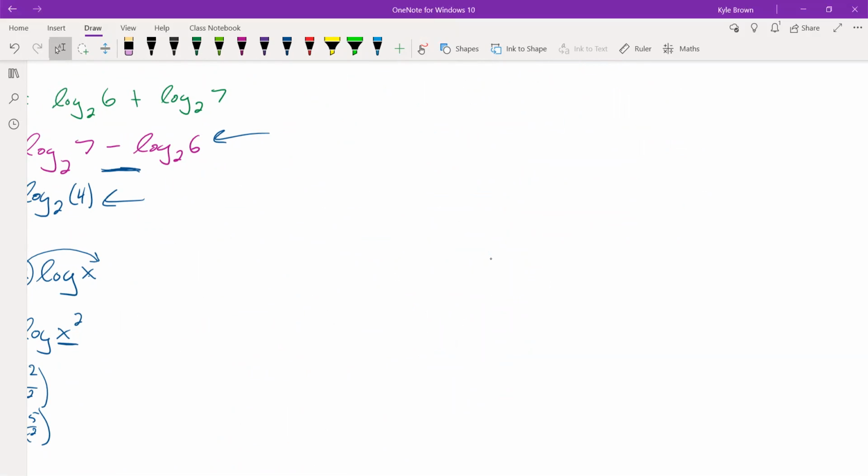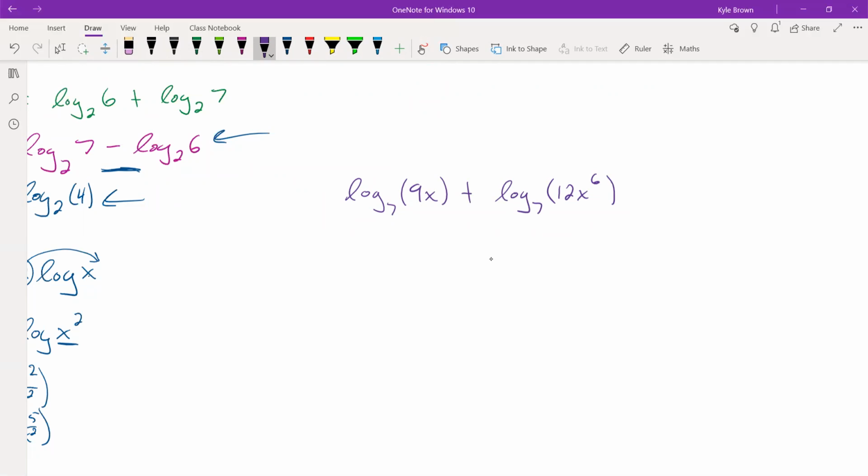All right, so let's do one like this. So we'll do log base 7 of 9x plus log base 7 of 12x to the power of 6.